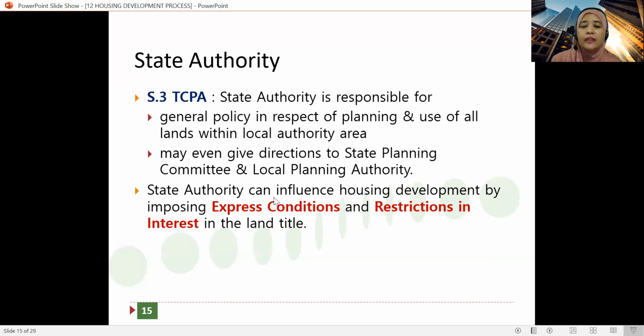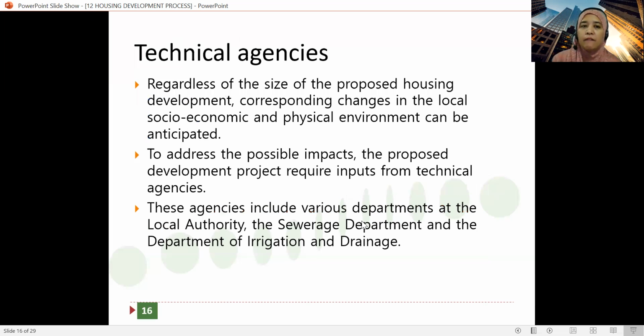Now, state authority can influence housing development by imposing. Macam mana state authority can influence housing development? By imposing express conditions, by imposing restrictions in interest in the land title. Again, go back to what you learned before. Land is under state kan? Under the federal constitution, land is under state. So with that, the state authority boleh masukkan express conditions, boleh masukkan restriction in interest in the land title. So the power of state authority is very big, is very vast, significant.